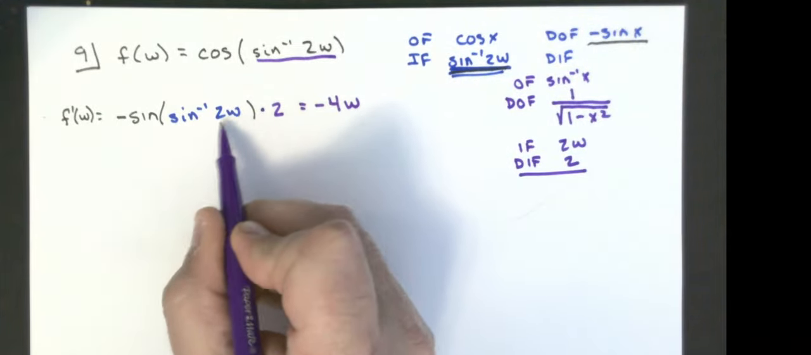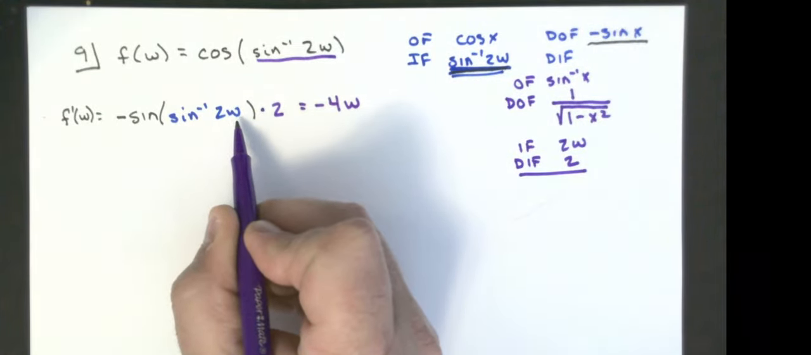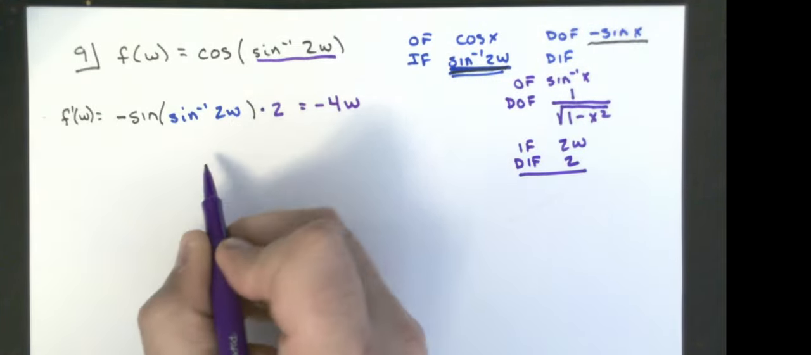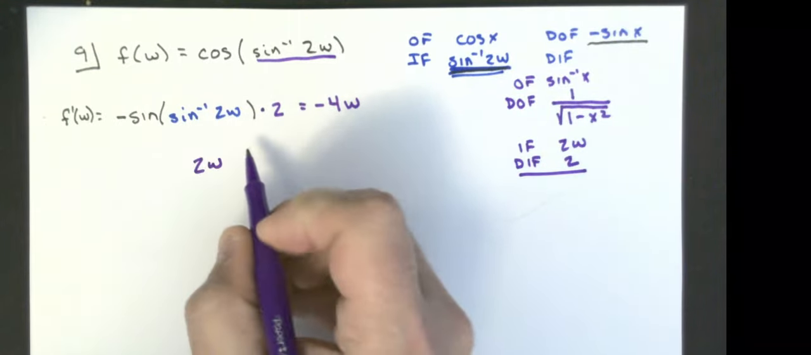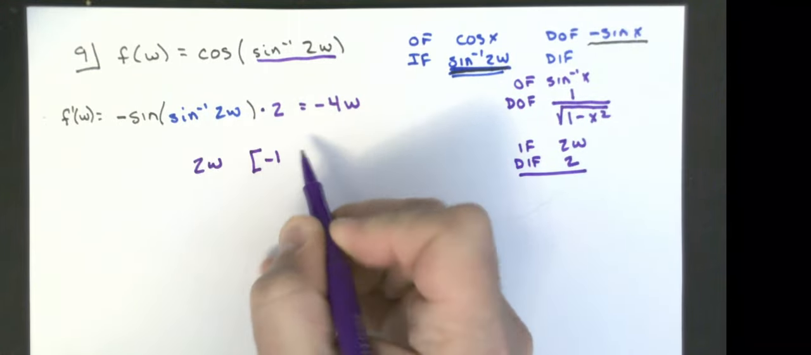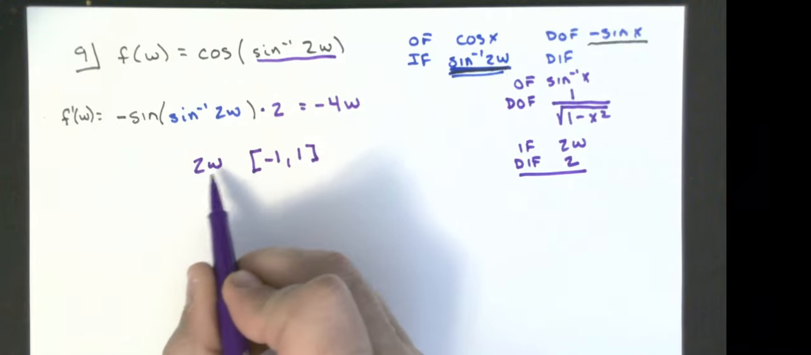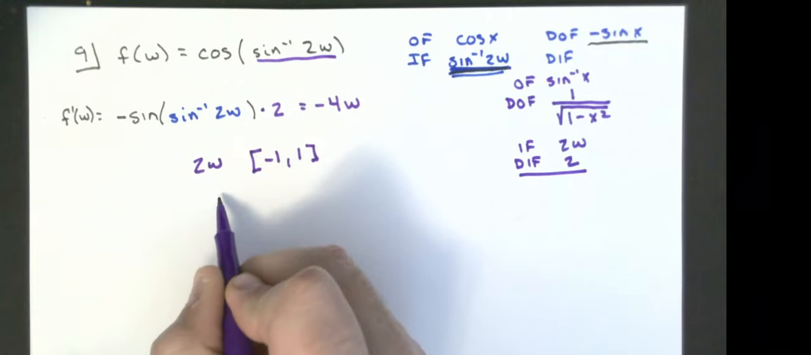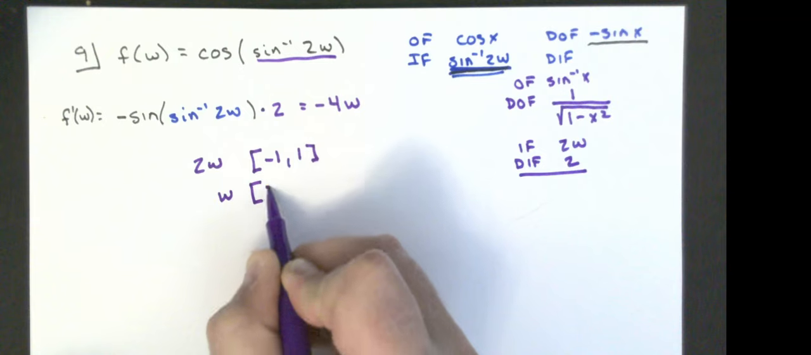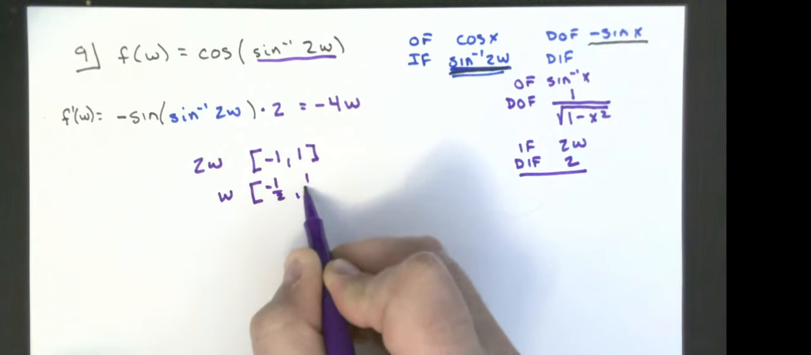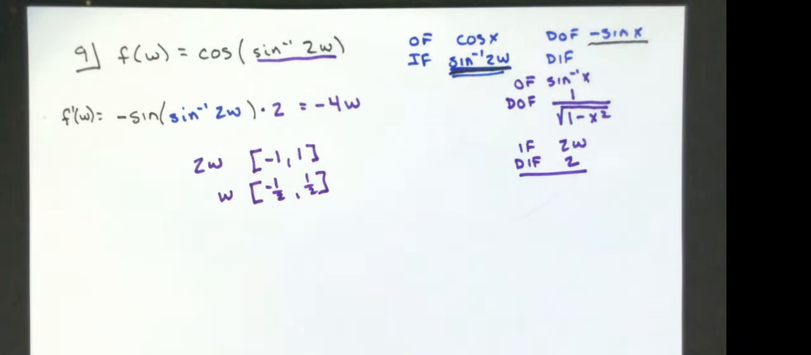The reason why I said w has to be less than or equal to 1 half is because I know 2w has to be between negative 1 and 1. So I divide both sides by 2, I know that w has to be between negative 1 half and 1 half. So make sure that if we're actually doing number problems, things actually work out in those cases.